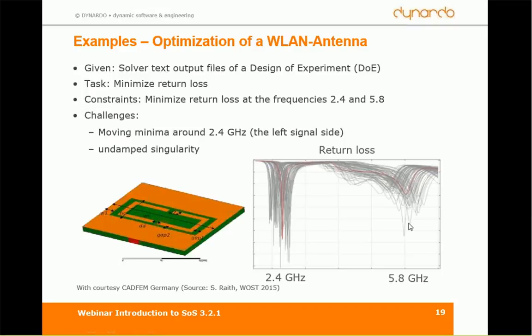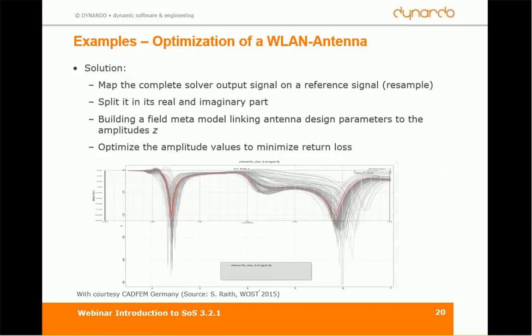Using SoS and optiSLang, one builds a field meta model to link antenna design parameters to the amplitude values of the empirical discrete random field model. Just as a side note for those who are not familiar with meta models, a meta model is an approximation of some real process which correlates input parameters to their outputs. So it's very useful to analyze, for example, which input parameter influences a process the most, or to replace an otherwise very expensive process computation.